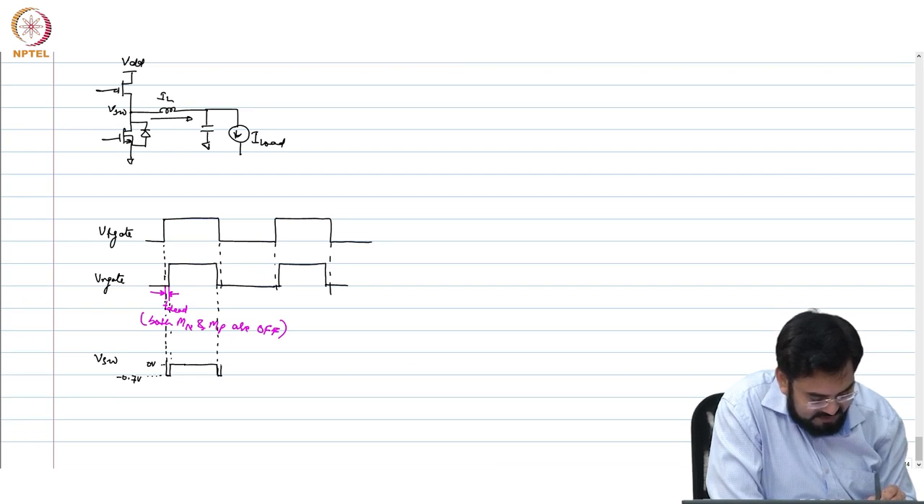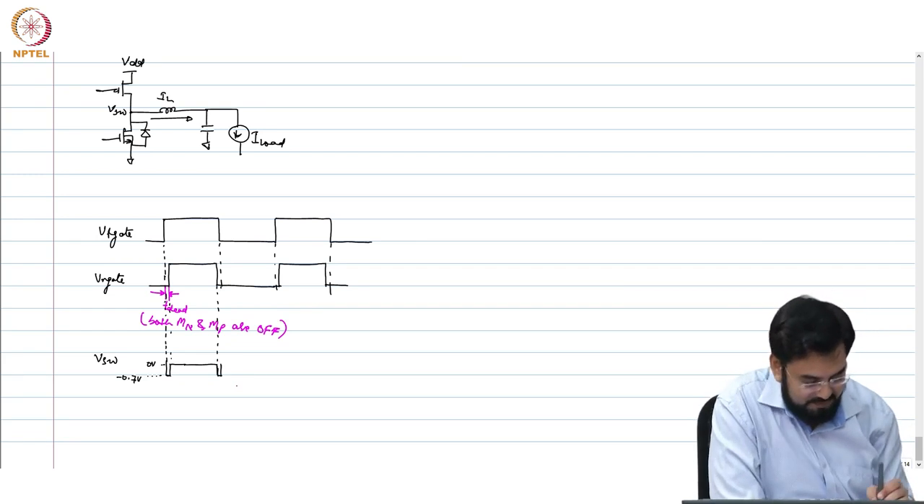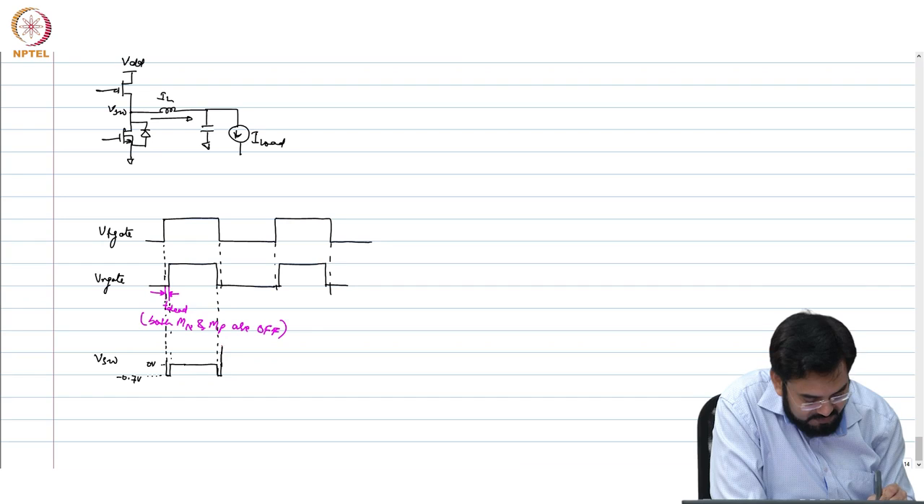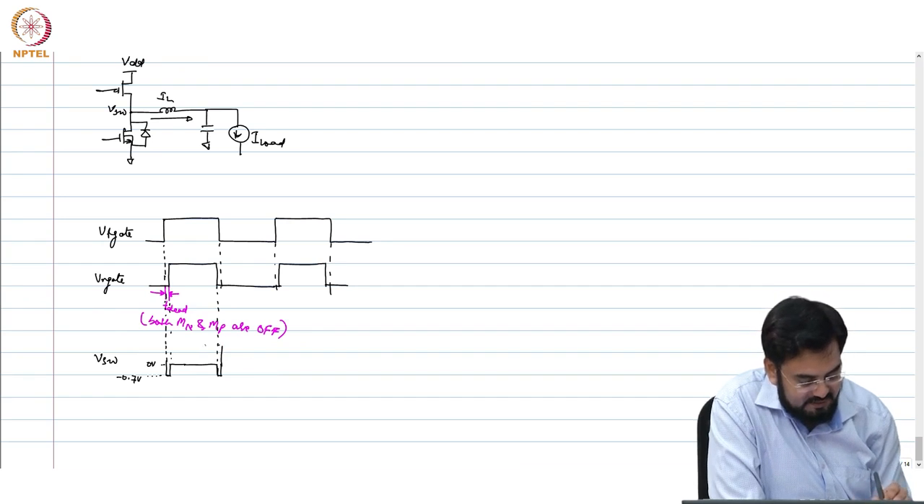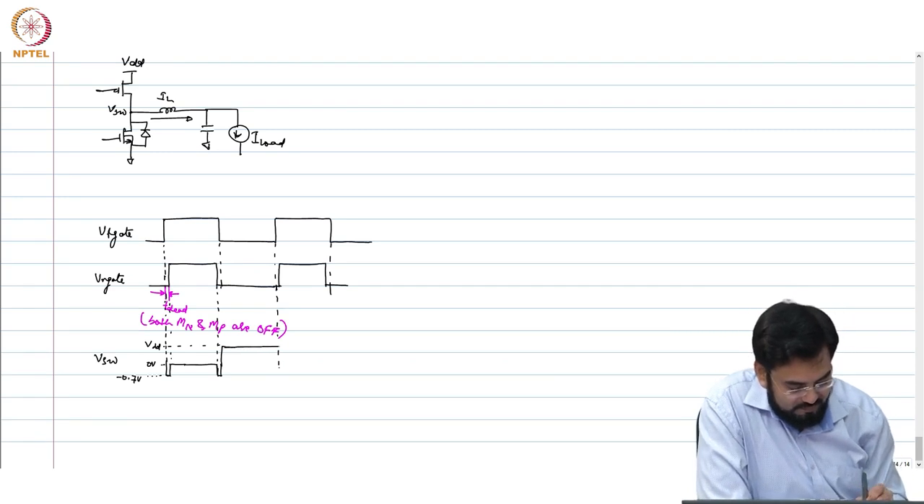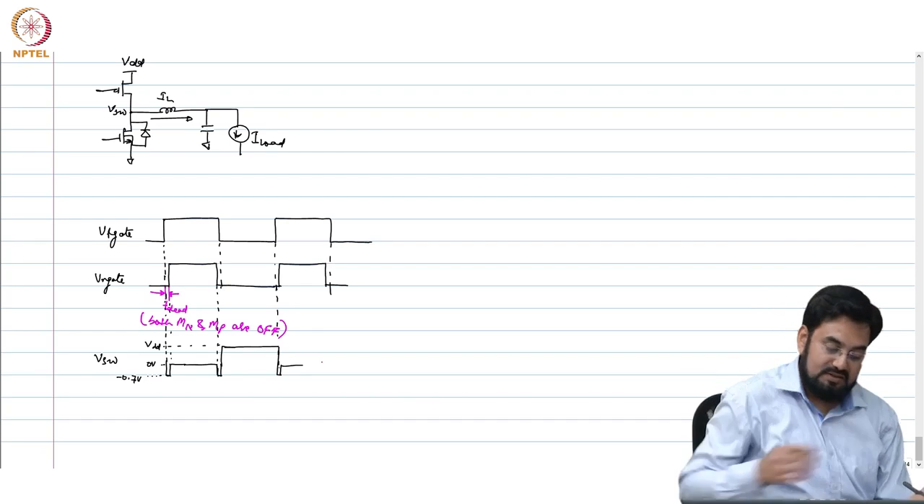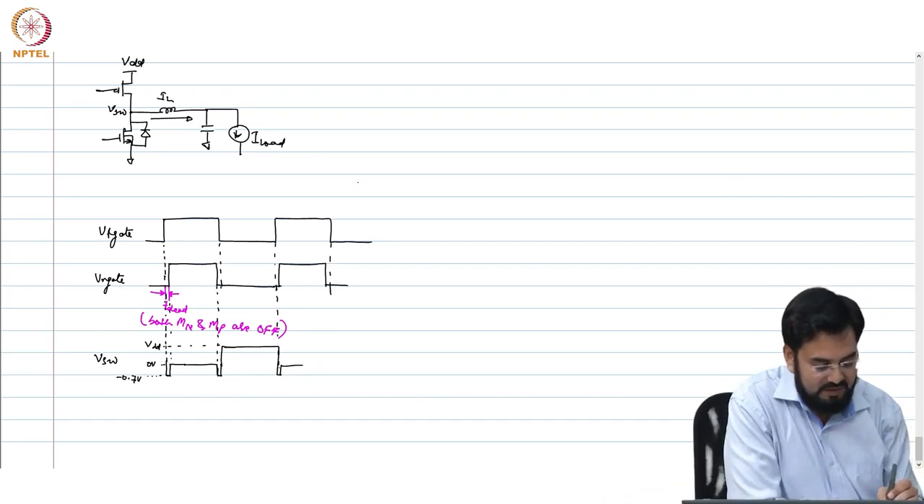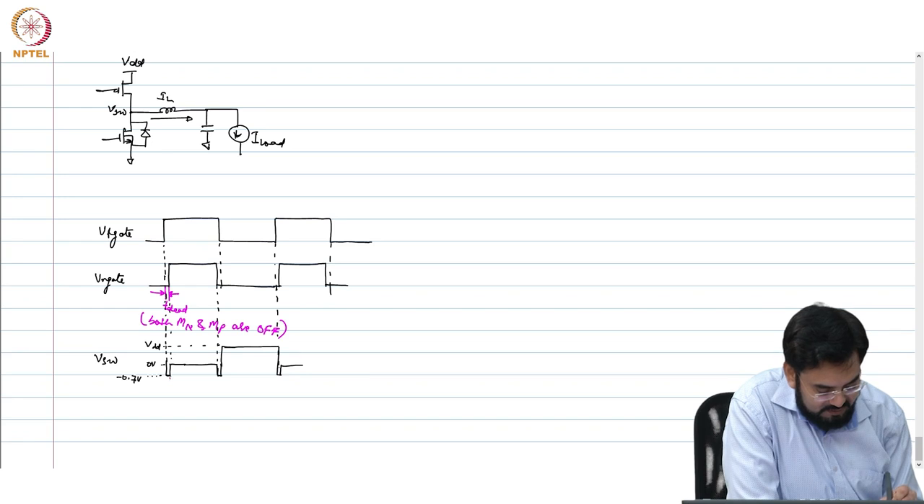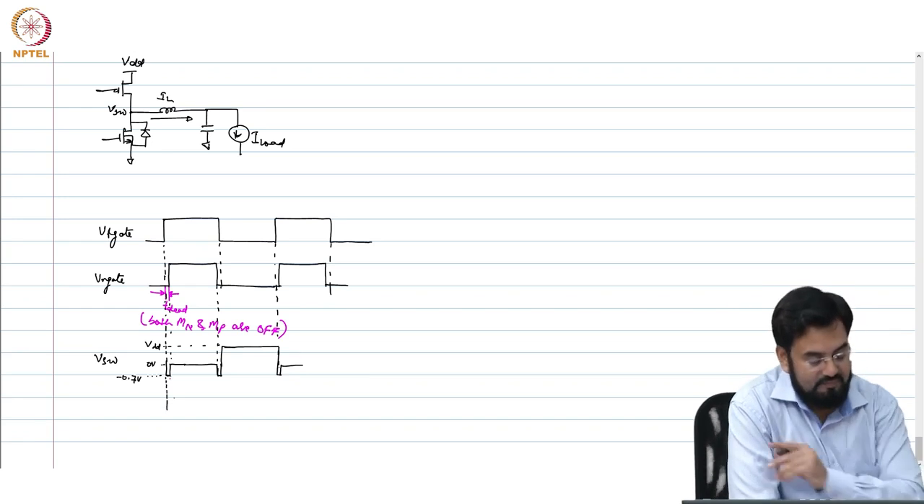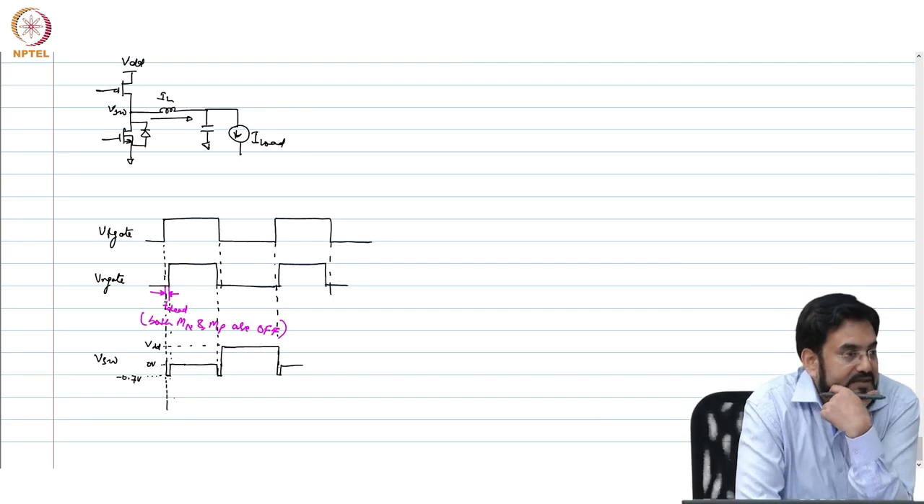Now what is happening after this? Which device is turning on? PMOS is turning on, so it should go to VDD. Correct? Then same thing. Okay. So how will the inductor current look like? How will the inductor current look like?